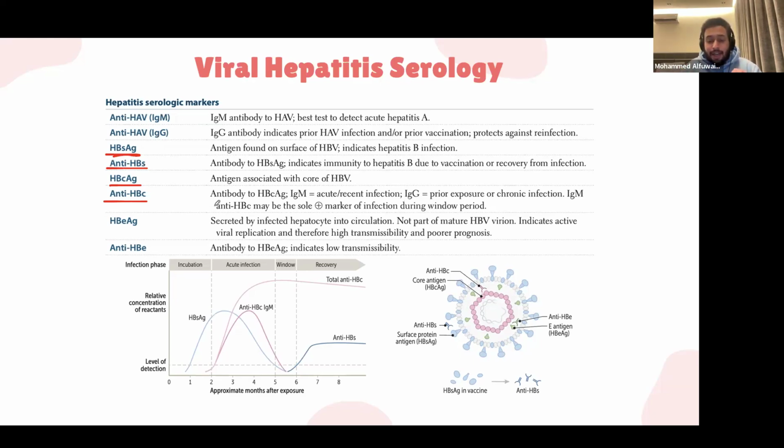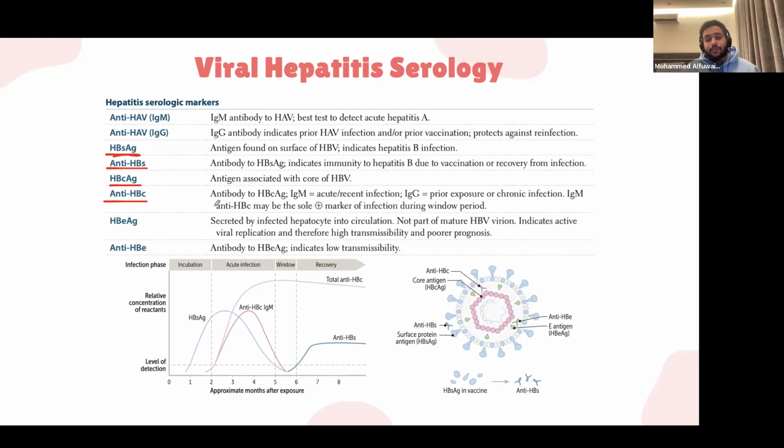How do I know that this patient has an acute infection? Firstly, how do I know if the patient has an infection right now? You see hepatitis B surface antigen. It's positive. Okay, does the patient have acute or chronic? If IgM is elevated for core antibody, then it's acute. If it's IgG, then this is chronic.